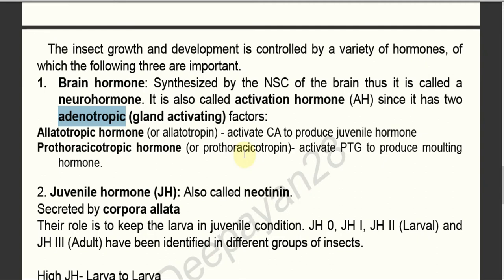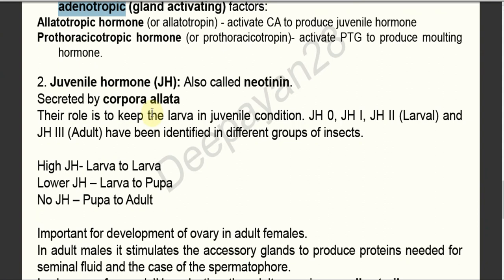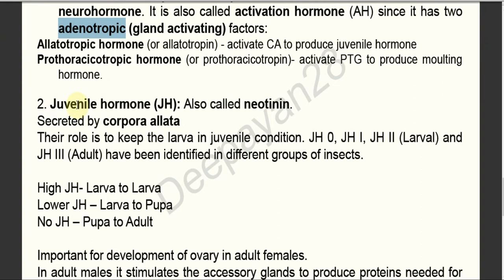Now, coming to these chemicals, hormones. Juvenile hormone is secreted by the corpora allata. It is also known as neotenin. Generally, what happens in the case of insect larva? They have some juvenile phases, J0, J1, J2, and J3. These are the whole stages. J0, J1 are generally in the egg, J2 generally in the larva stage, and J3 generally in the adult stage. Understood? Getting my point?